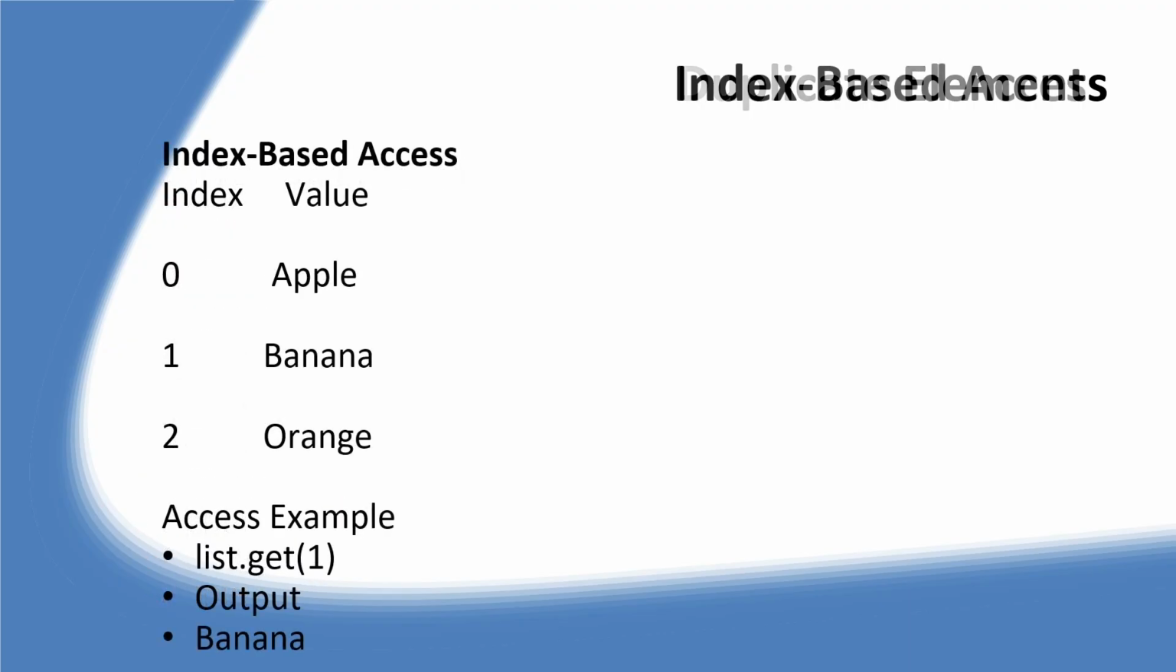And index based access. Suppose we have 3 elements in the list. At index 0 we have apple, at index 1 we have banana, and at index 2 we have orange, and we are trying to get the element based on index. Let's say, for example, list.get(1). That means at index 1 we have banana, so the output will be what? Banana.